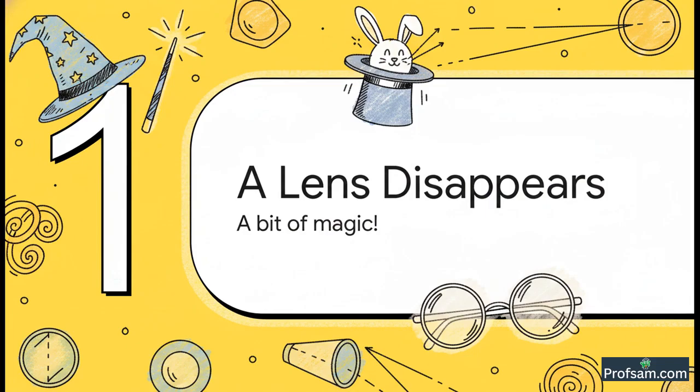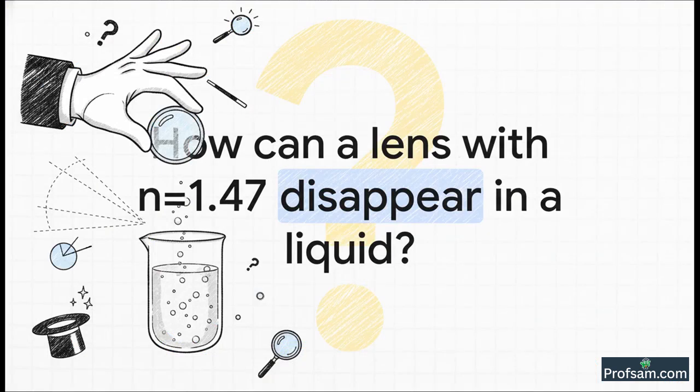Okay, so let's start with something really interesting. You can call it a little bit of magic. Just imagine this for a second. There's a glass lens and you drop it into a beaker full of some transparent liquid, and poof, it just vanishes. How is that even possible? And this isn't just a magic trick. It's an actual question from your NCERT textbook, example 9.6. So keep this mystery in your mind as we go along.